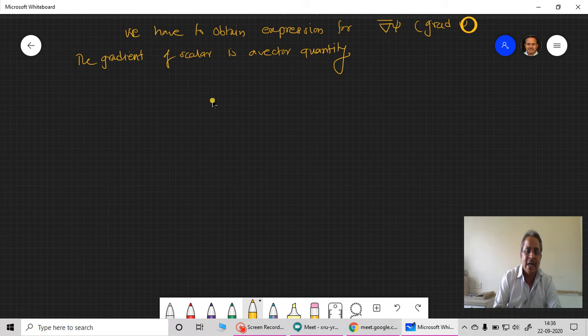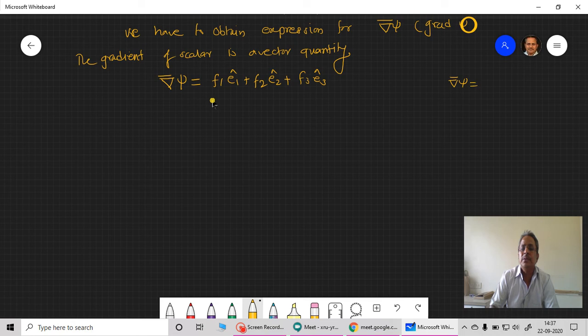So for a vector point function, any vector in this case can be written as grad psi equal to, it will have three different components in terms of three unit vectors in all these curvilinear coordinate systems. So we can write this as f1 into e1 cap plus f2 into e2 cap plus f3 into e3 cap. Remember, in the Cartesian coordinate system we write grad psi is equal to the x component into i cap plus the y component into j cap plus the z component into k cap.